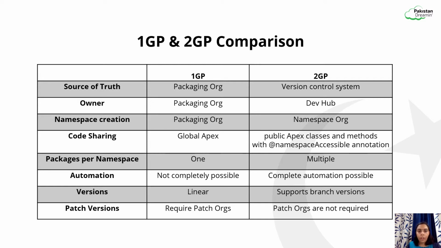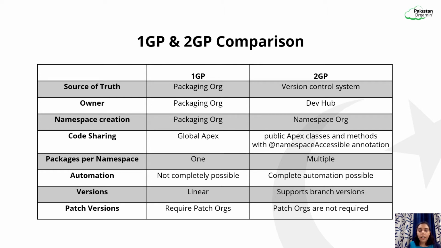Second one is the owner. The owner of the package in case of 1GP is the packaging org, whereas in case of 2GP it will be the DevHub org. The namespace creation will have to be in the packaging org itself in case of 1GP, whereas in case of 2GP we have a separate org for namespace creation, that is the namespace org, and we will have to connect the namespace org with the DevHub.